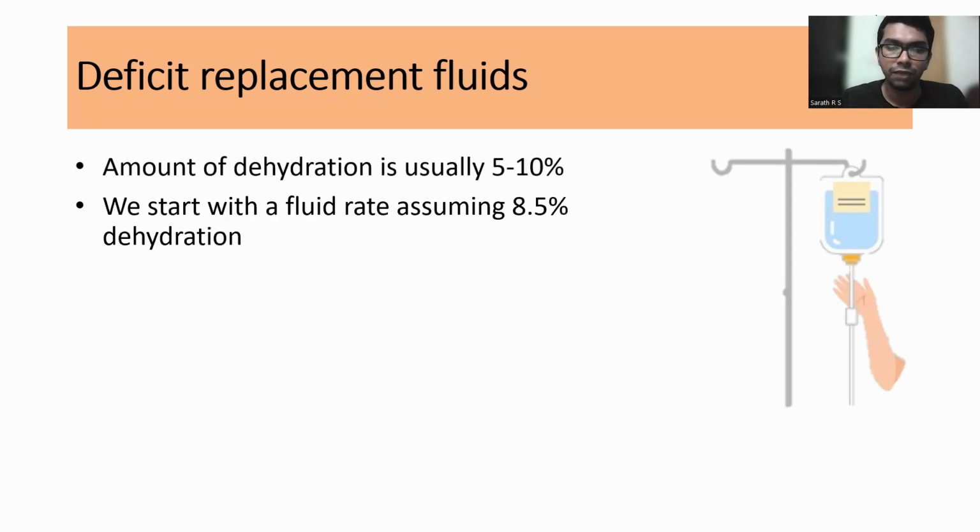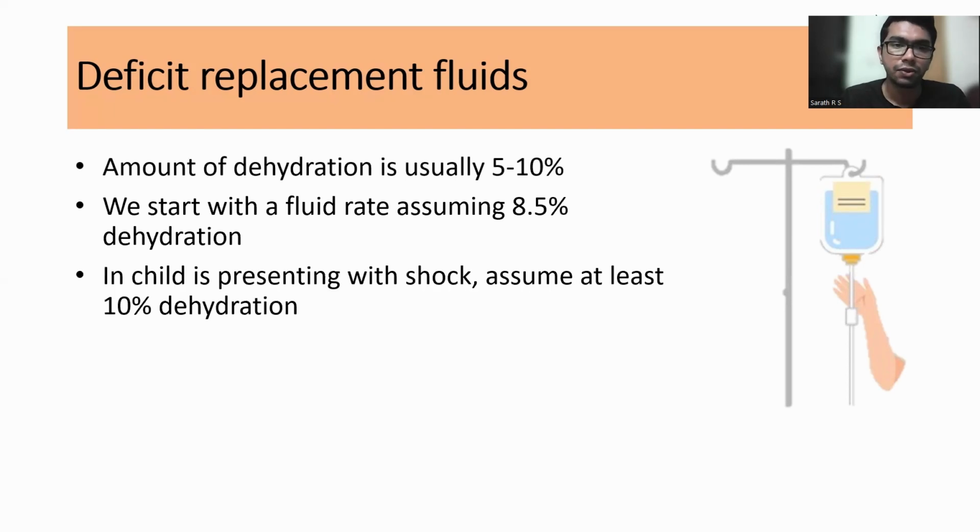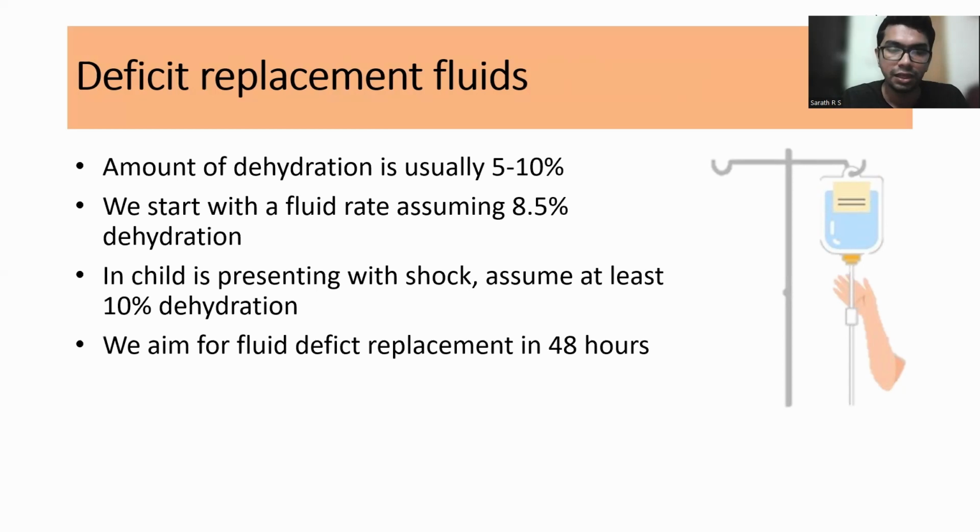So what we usually do in DKA, we assume a dehydration of 8.5%, which we follow usually in all the centers. In children presenting with shock, we assume at least 10% dehydration. If a child has severe DKA without shock, we assume 8.5% dehydration. In DKA with shock, we consider at least 10% dehydration. And we aim to correct the dehydration and acidosis over 48 hours, because if you correct rapidly, there will be a sudden decrease in serum osmolality, which will lead to cerebral edema.